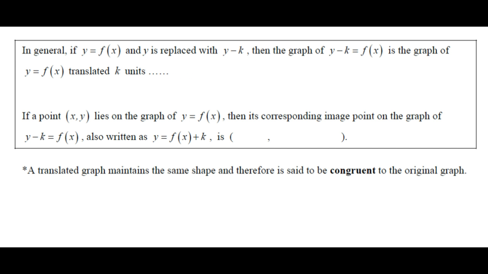In general, y equals f of x plus k is the graph translated k units. Okay, so it's up if what? k is greater than 0. And down if k is less than 0. The point xy lies on the graph, and we want its corresponding image point.